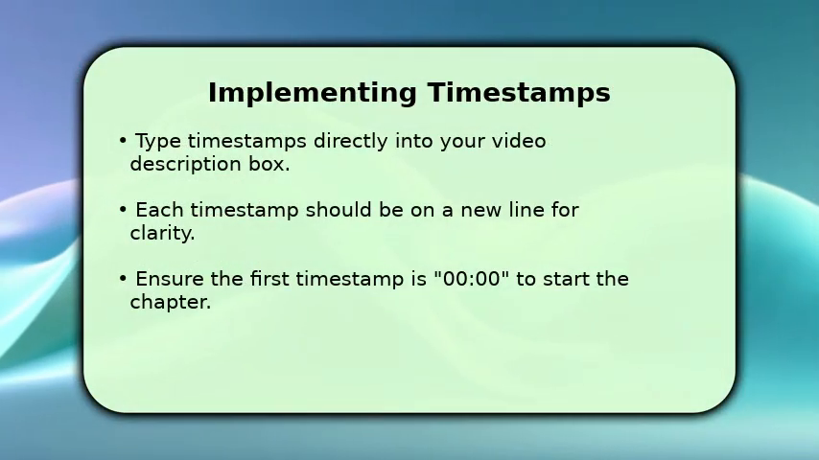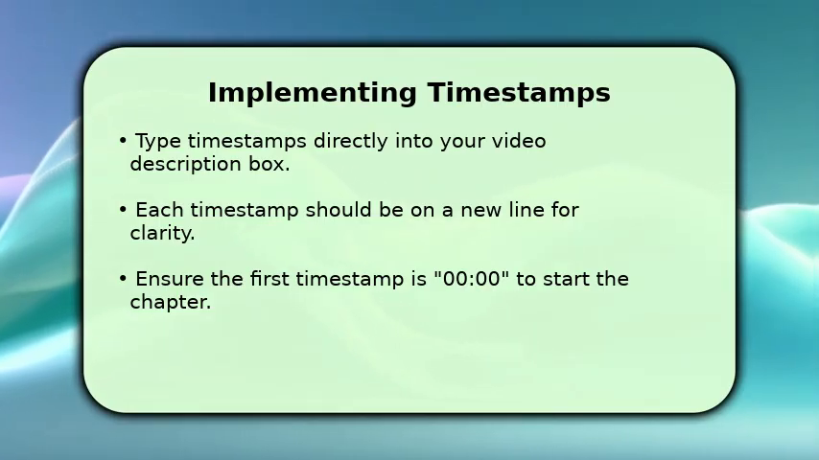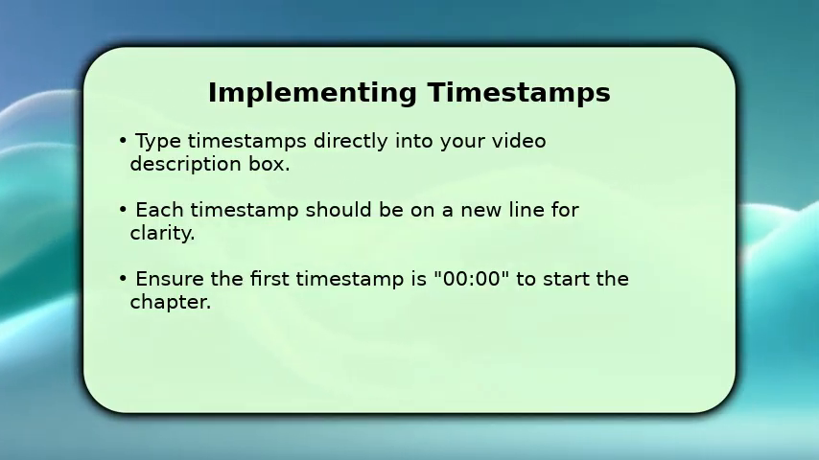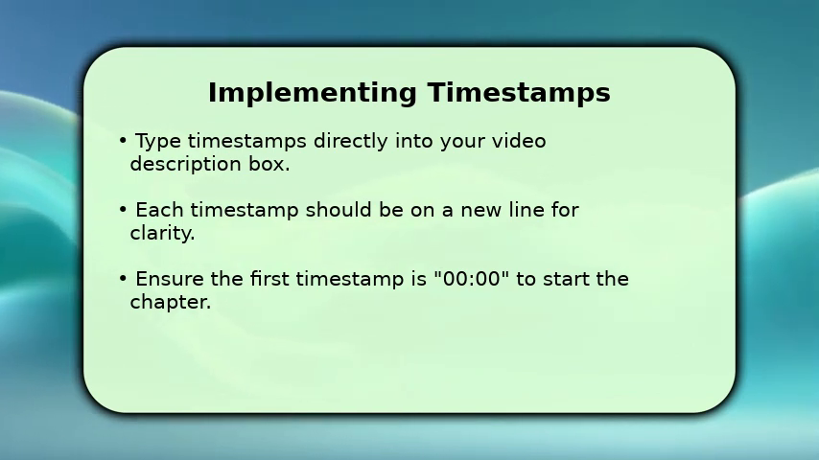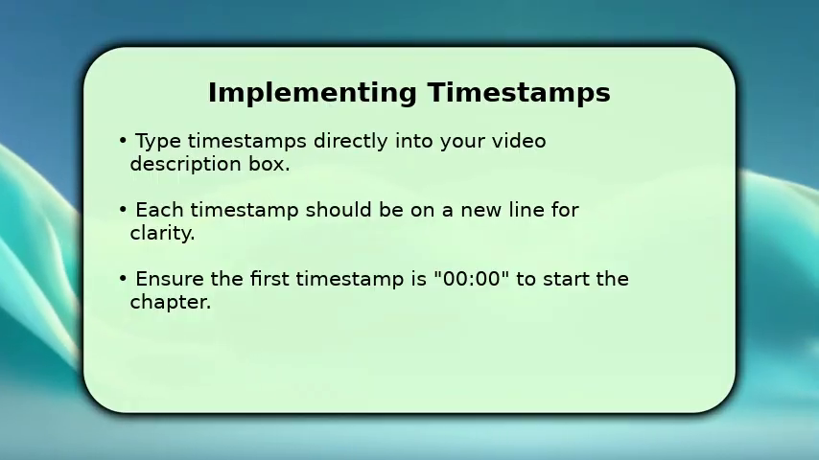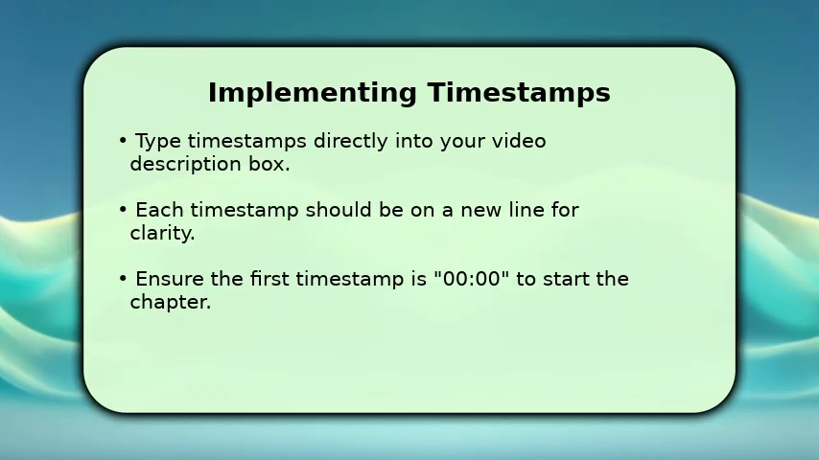To implement timestamps, simply type them into the description box of your video or in a comment section. Each timestamp should be on its own line, followed by a brief description of the content at that specific point. It's good practice to begin with 0000 to mark the very start of your video, creating an initial chapter. This structure makes your content highly organized and accessible.